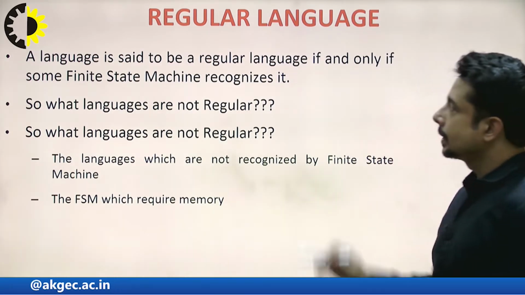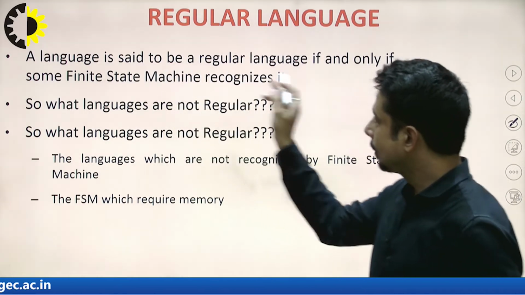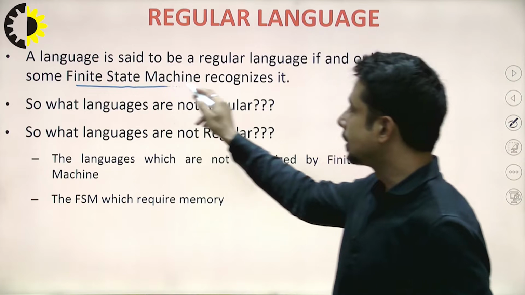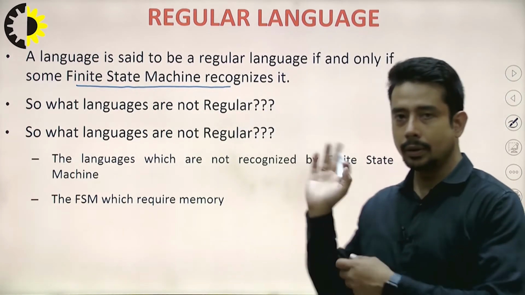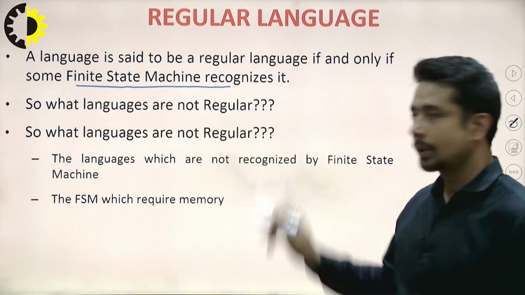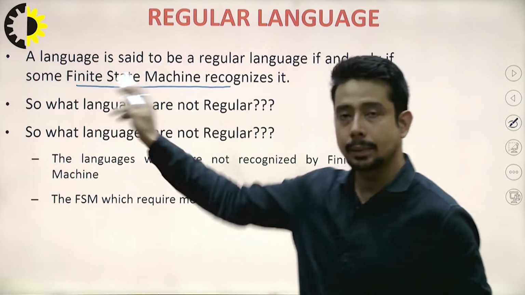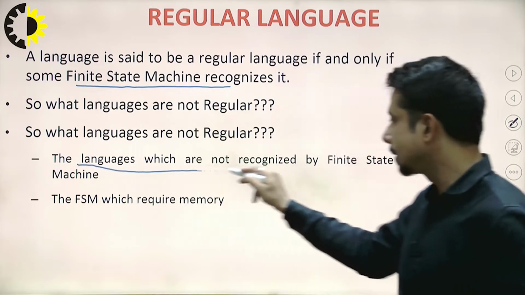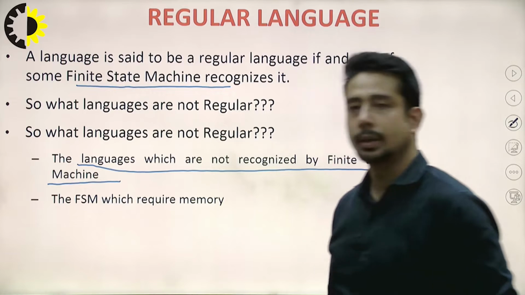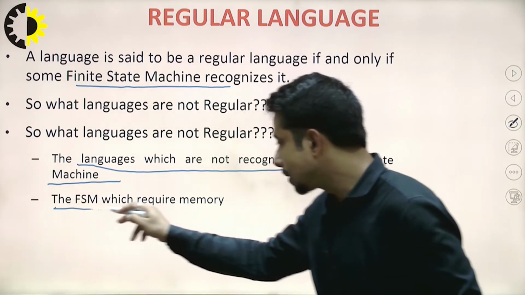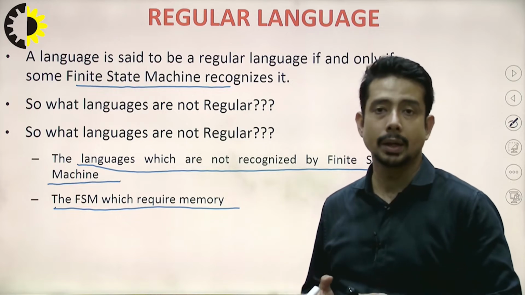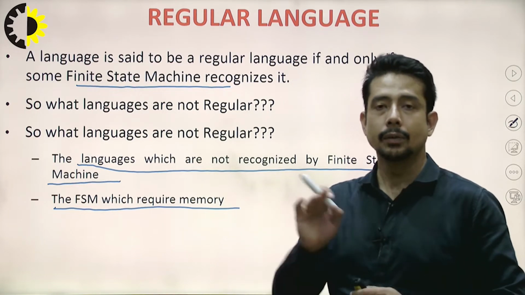Okay, now what is a regular language? A language is said to be a regular language if and only if a finite state machine recognizes it. I have already mentioned, right? The acceptor should be a finite machine. So what languages are not regular? The languages which are not recognized by a finite state machine, and second and most important, those which require memory. What is the concept behind this memory? We will try to learn with some examples.